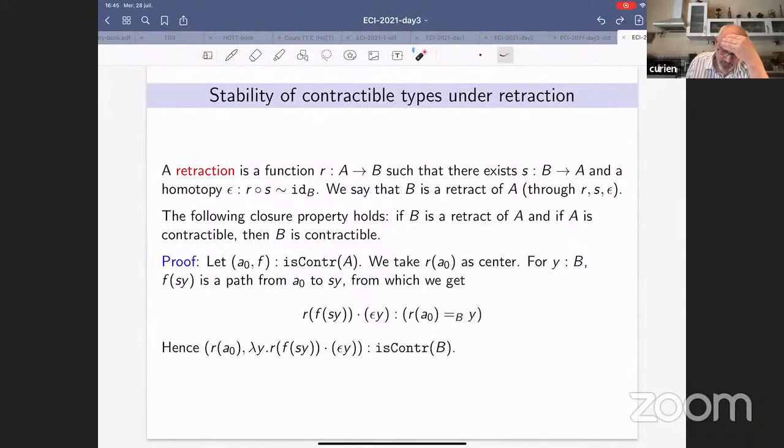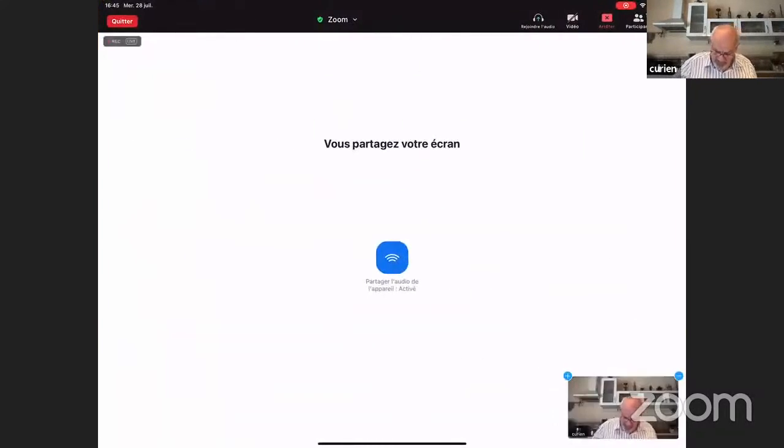B is a smaller guy on which you retract, and S is some kind of section that maps B to the larger one. So anyway, this is the definition of retraction.